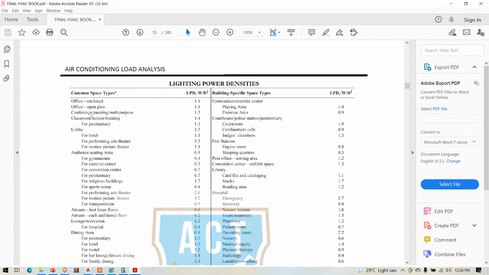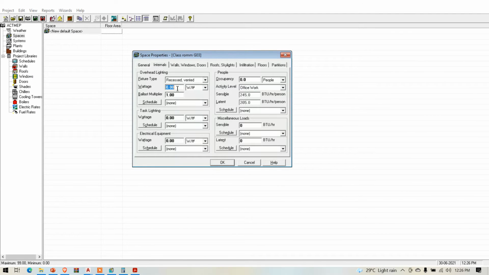In this we have to select the application. So our application is classroom lecture training. And what is the value they provided here? 1.4 watt per feet square. So this value we have to provide over here, that is 1.4. And here they are asking the ballast multiplier. So what is the ballast multiplier? Already we discussed it in our manual load calculation. So here I am entering the constant value 1.25.